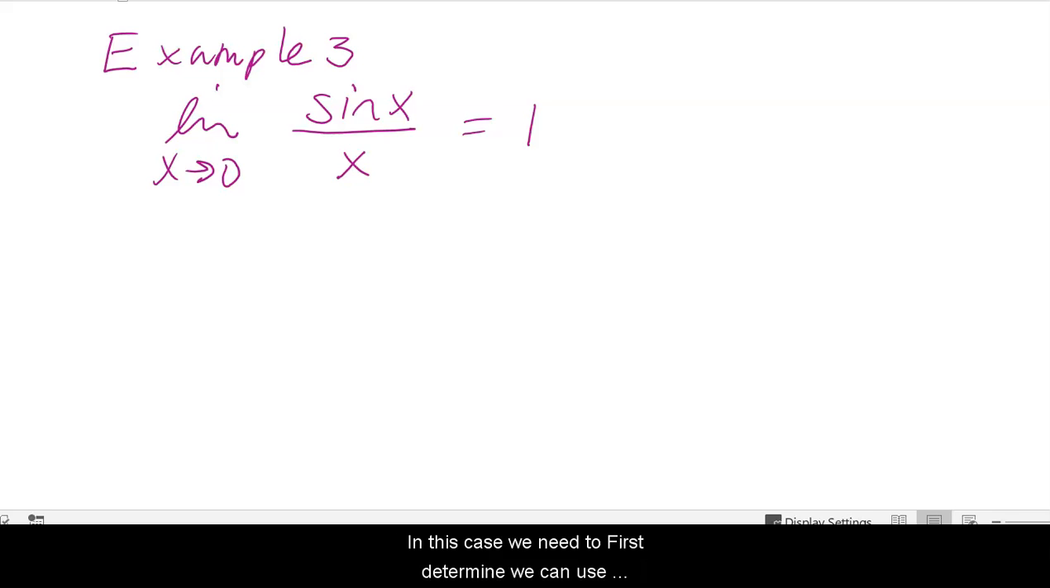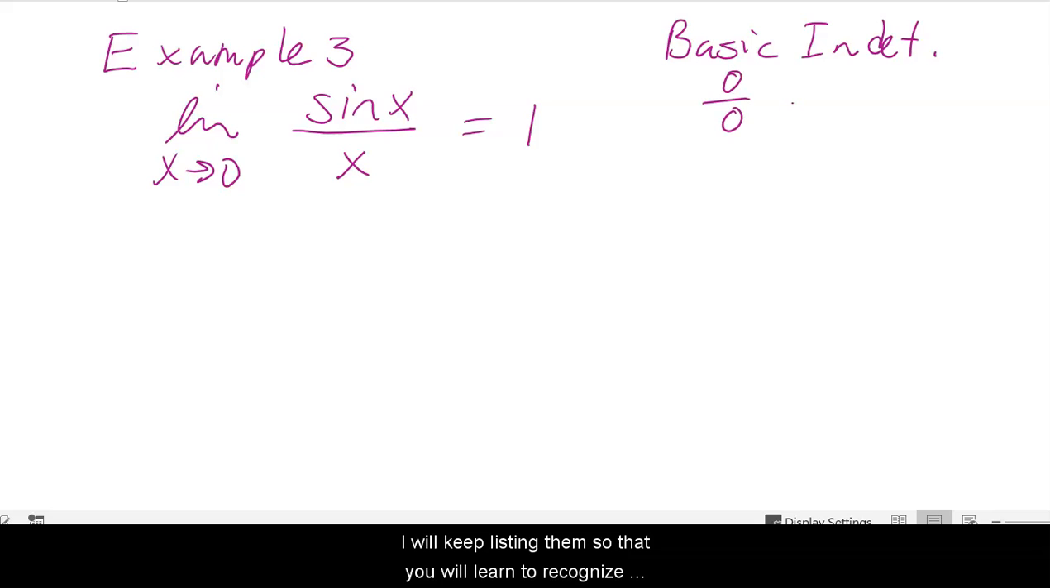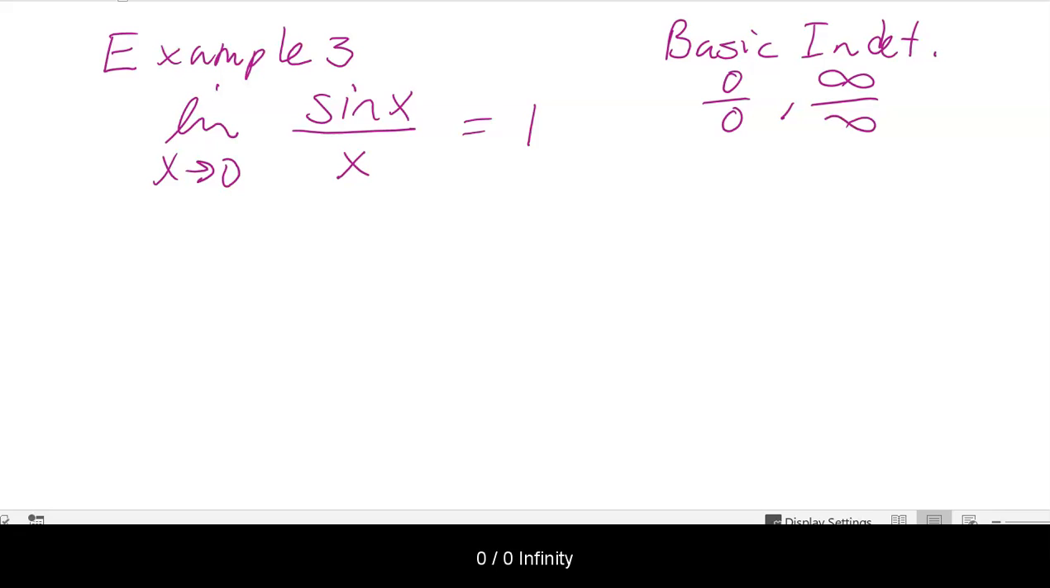In this case, we need to first determine we can use L'Hopital's rule. First, we determine differentiability. Sine of x is differentiable everywhere. x is differentiable everywhere. If I plug in what the limit is approaching, do I get one of my basic indeterminate forms? There are 2 basic indeterminate forms, and I will keep listing them so that you will learn to recognize them instantly. 0 divided by 0, infinity divided by infinity, with any sign combination on the latter one.